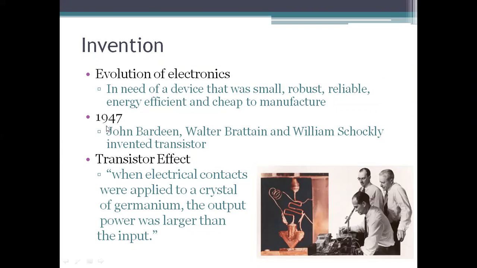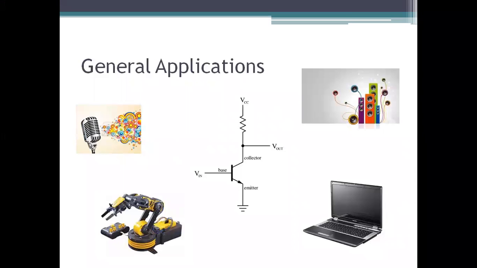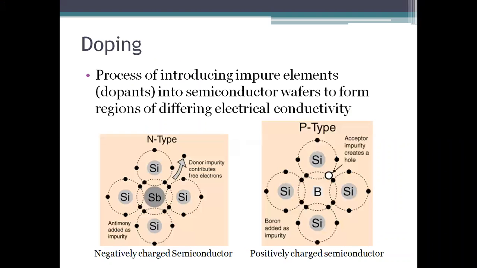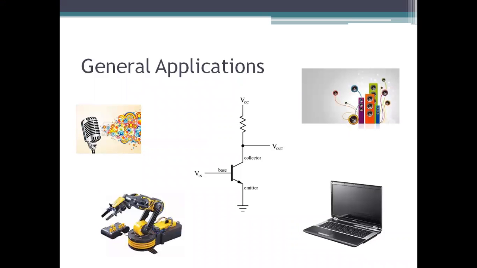So when was it developed? In 1947. Who developed it? Walter Brattain, William Shockley, and John Bardeen, these three scientists developed the first transistor in the world. These are general applications: microphones, even robotics, laptops, speakers. In all those appliances and electronic goods, we are using transistors. That's what I have shown in these pictures.